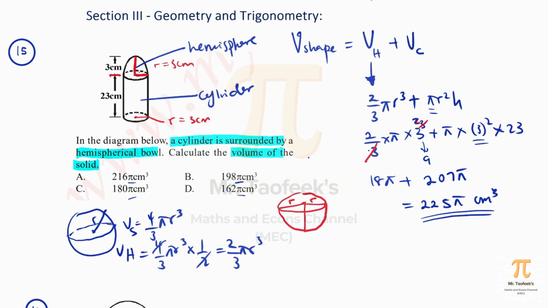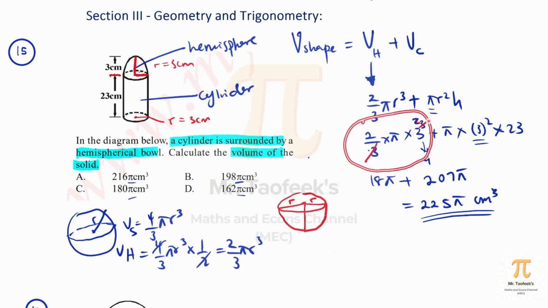The radius of the hemisphere is 3. The volume of the cylinder is πr² times h, where the height is 23 and the radius is 3. So that's 3 squared times 23, which is 9 times 23, which gives 207π. And then the hemisphere is 2/3 πr³.